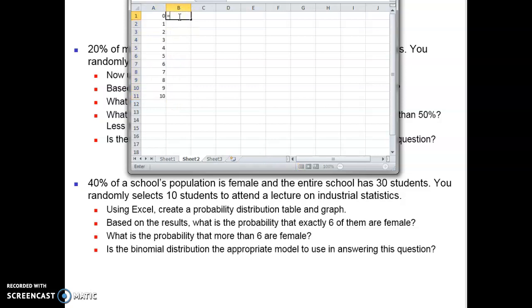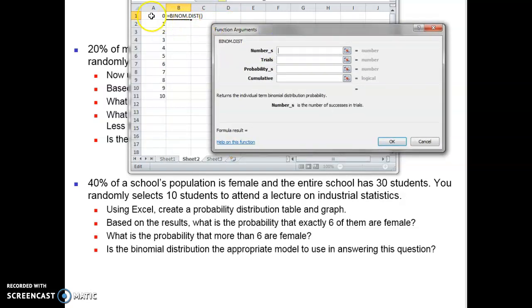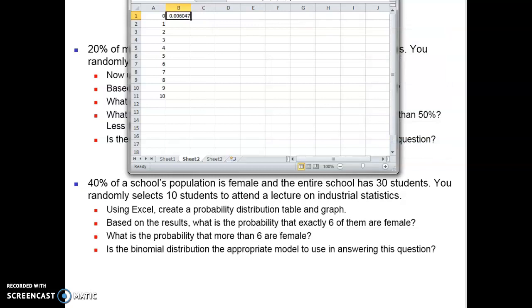Then in the next column, we put the binomial function. And we've got to set this up. So we know the number of successes is going to be our first column. For trials, there's 10. The probability of a success is 40, so 0.4. And we don't want a cumulative distribution at this point, so we're going to put 0 for false. Okay. And again, I like to use percentages, we can round to the 10th place and then pull it down. So this is our discrete probability distribution.